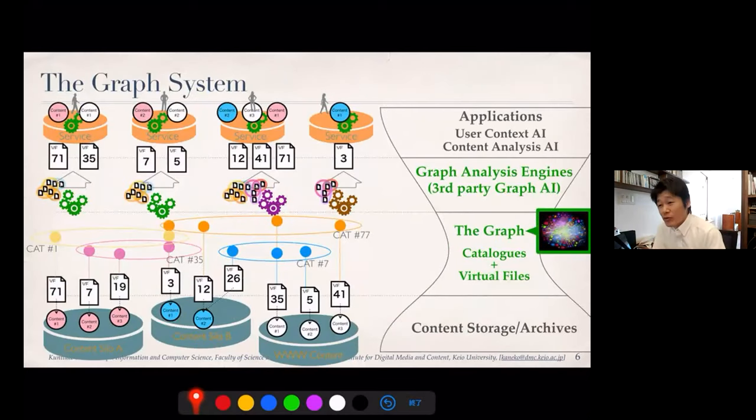So here is a more detailed explanation of my system. I call it the graph system, because the core of the system is the graph. Please look at the left-hand side here. Here are the silos, 1, 2, 3. Each silo has content. This is the actual content, and this is a service layer, which handles the actual content. My system is here. There's no actual content in this layer.